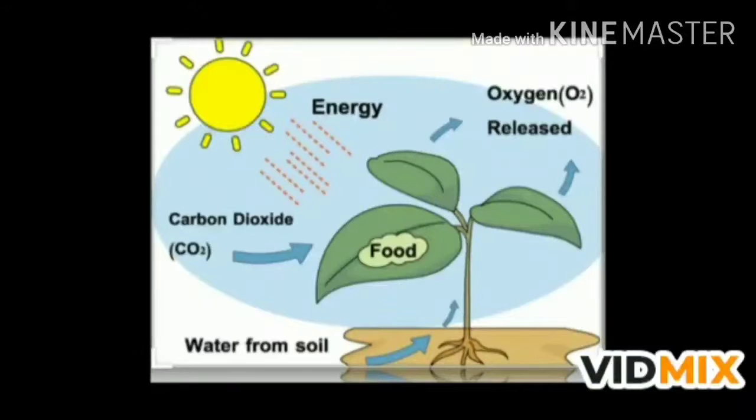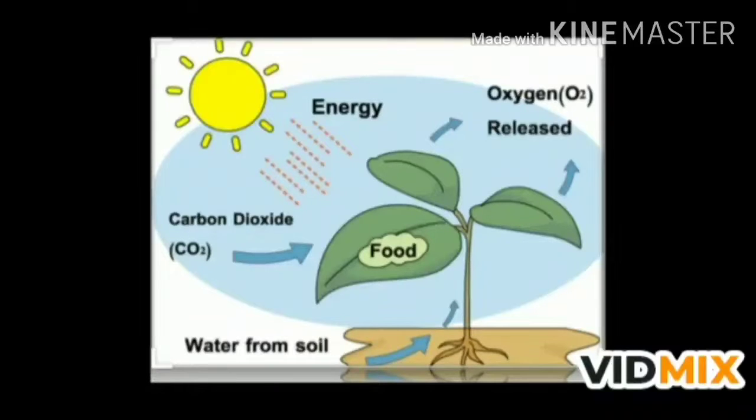Green plants make their own food from carbon dioxide and water in the presence of chlorophyll and sunlight. The process by which green plants make their food is called photosynthesis. Photo means light, synthesis means building up. Photosynthesis is described by the following reaction. Carbon dioxide plus water in the presence of sunlight and chlorophyll gives glucose plus oxygen.